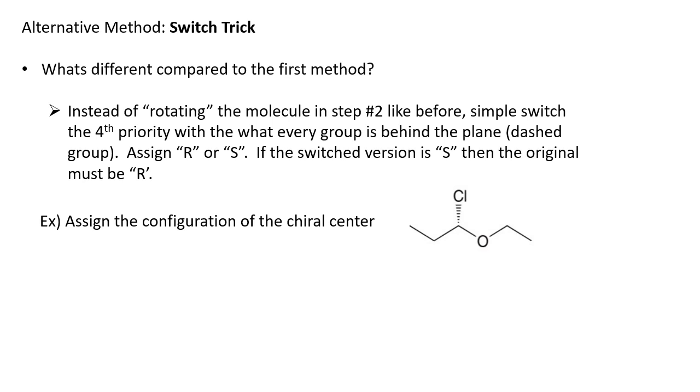Let me show you another way to do this. If you don't like the rotation that we did in step 2, I have an alternate method. It's called the switch trick. We only need to do the switch trick if our number 4 group is not a dash, if the number 4 is not pointing behind the plane.